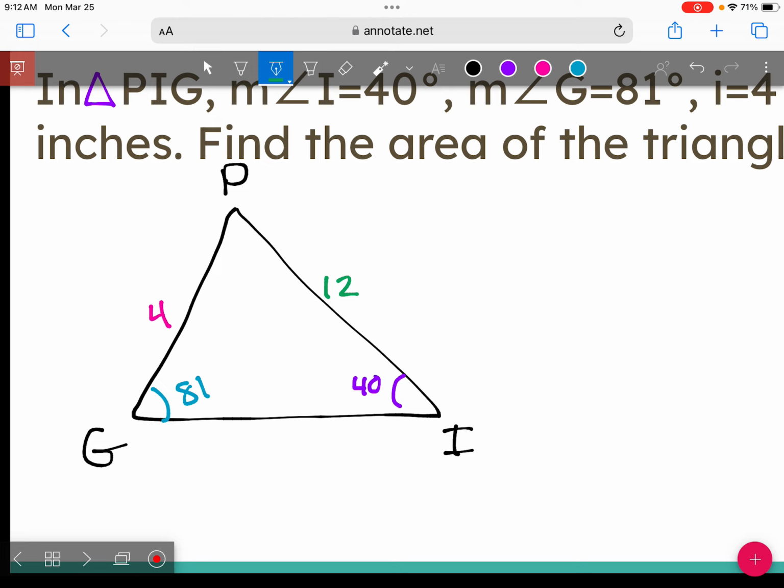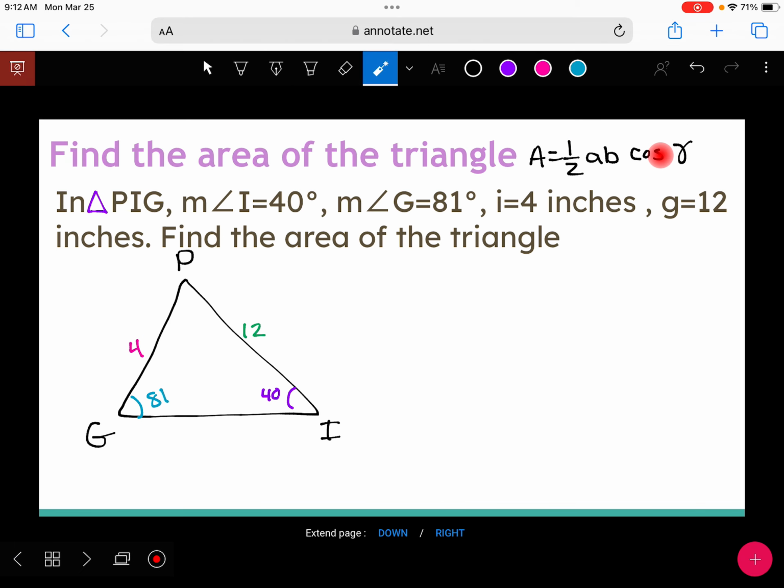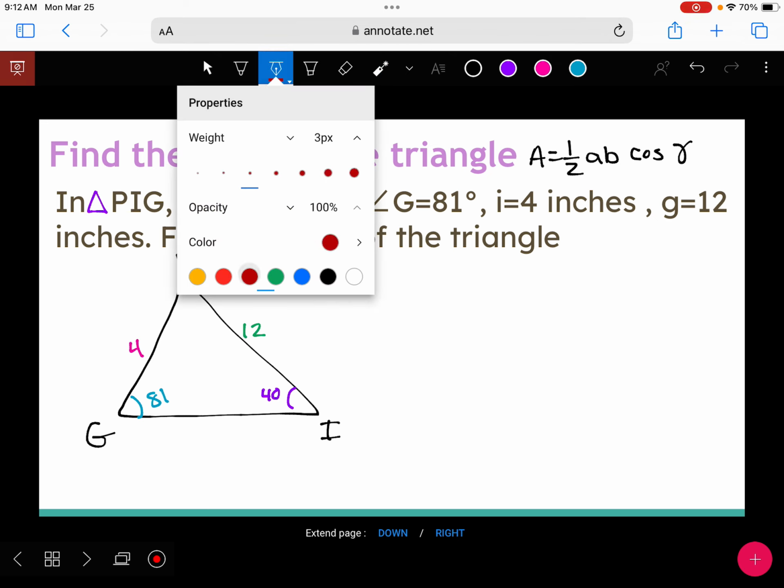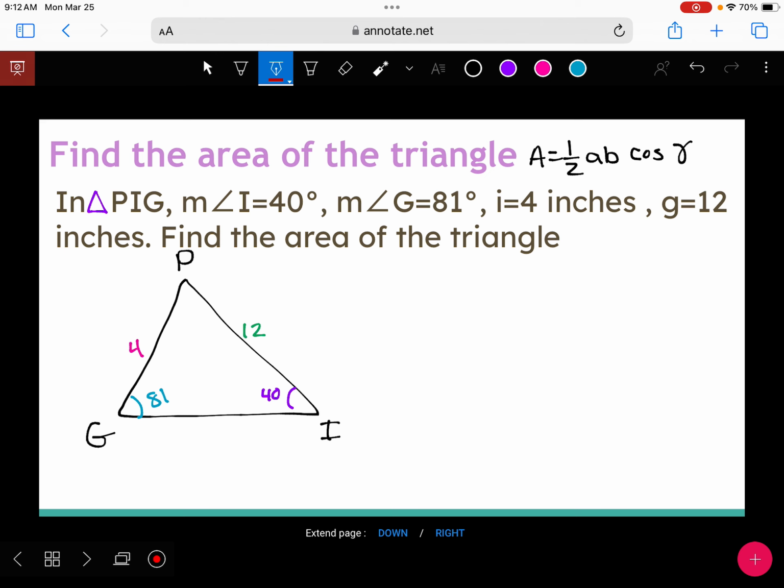So we need to have an angle and two sides that touch it. Now that I've put everything in the right spot, do we have an angle and two sides that touch it? Yeah. Triangle sides. So let's find out angle P. We know two of the angles. Let's figure this out.